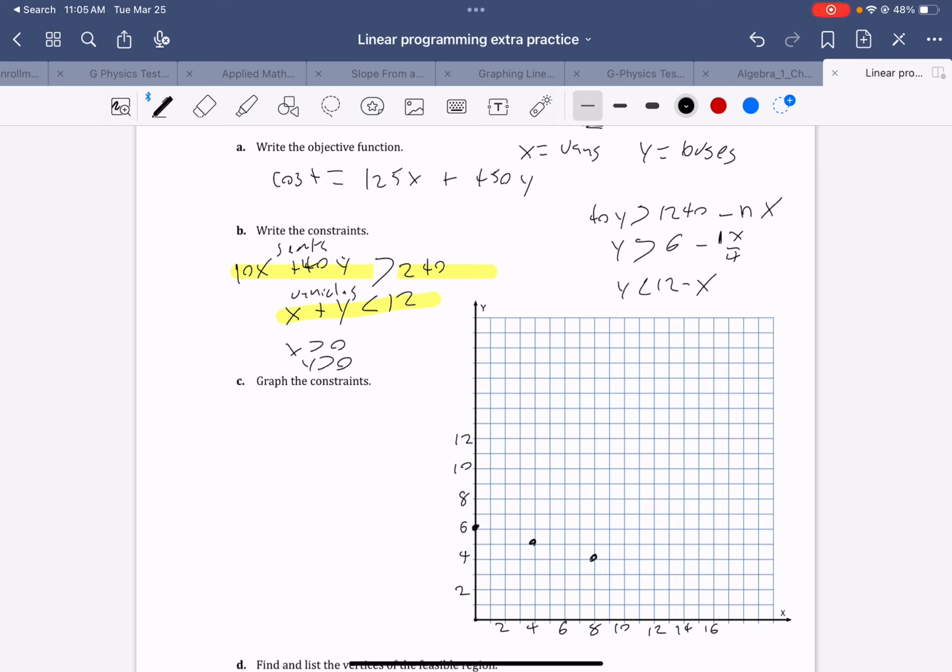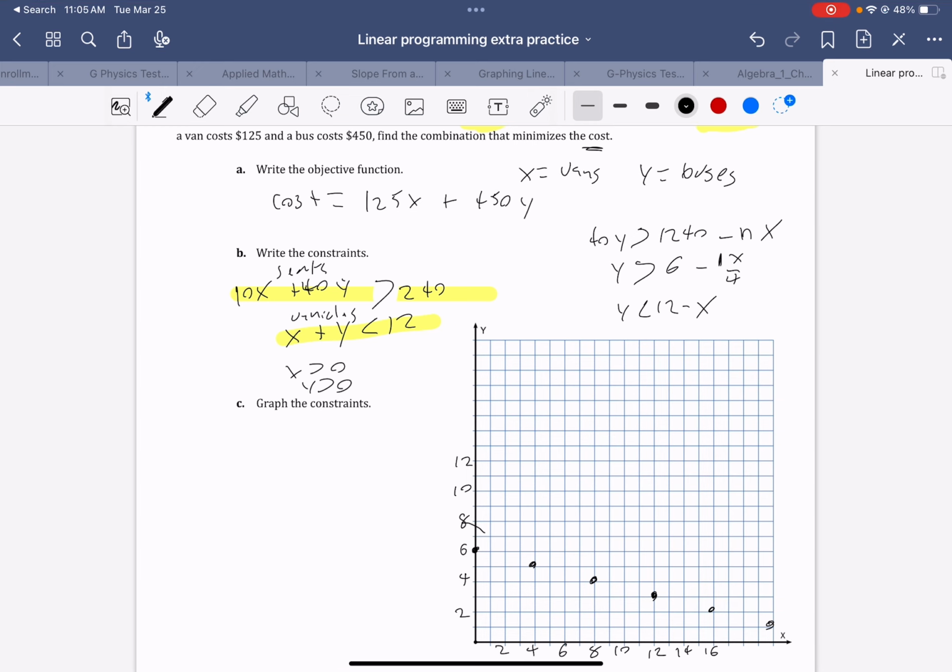We keep going 1 down, 4 to the right. And we need to be above this line over here because y has to be greater than this. So we care about this area up here. This is for the first constraint. Our answer needs to be some point from this area over here based on that constraint.